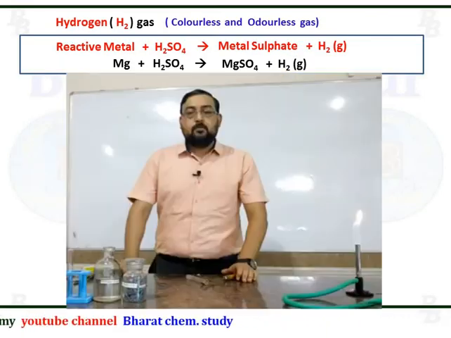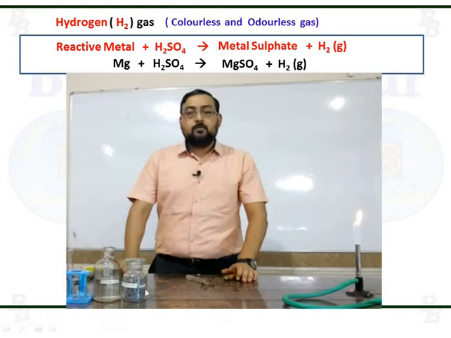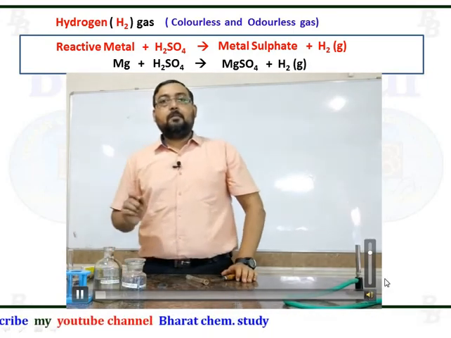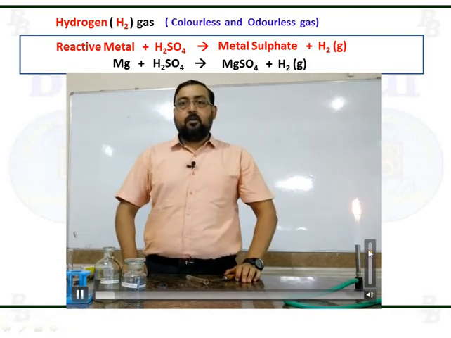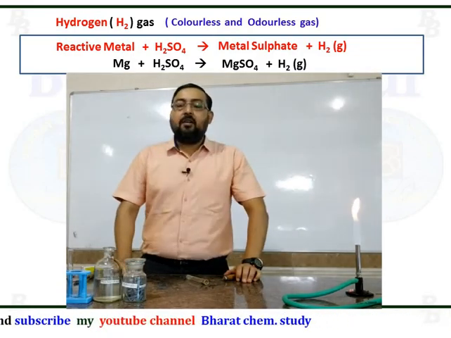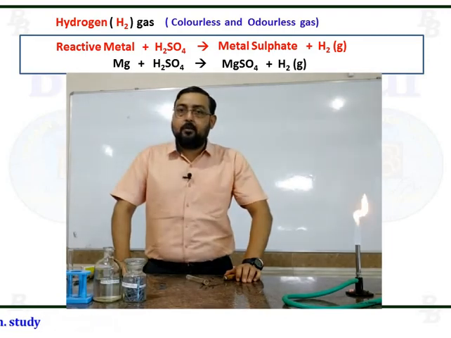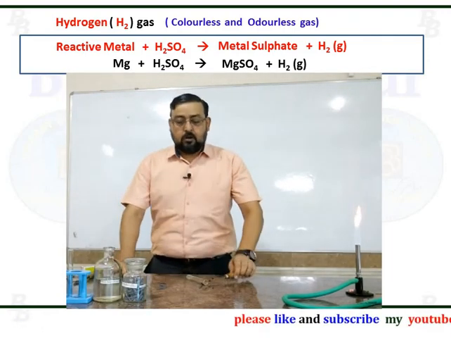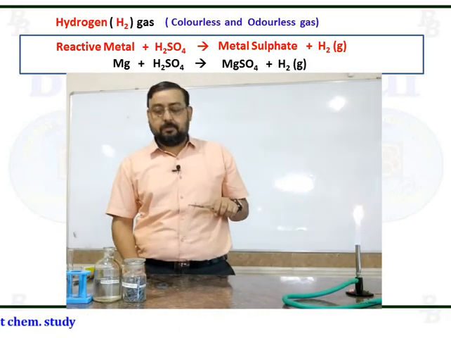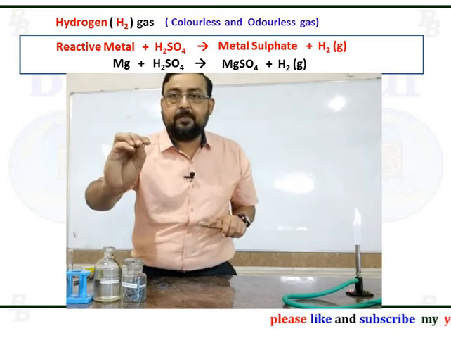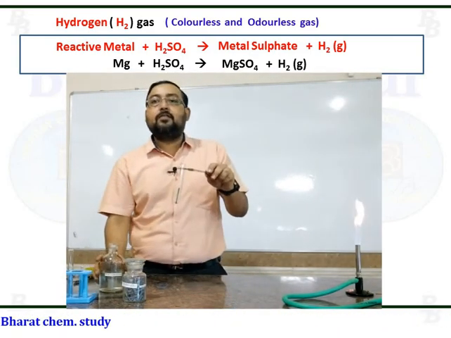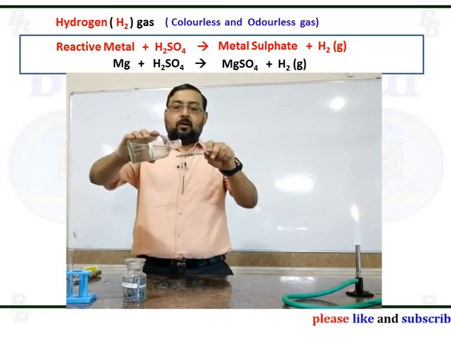So let's see a video in which magnesium is going to react with sulfuric acid to form magnesium sulfate and hydrogen. First of all, we are going to study the method of preparation of hydrogen. We know that reactive metals like magnesium, aluminium, zinc, when they react with dilute H2SO4 or dilute HCl, produce hydrogen gas. So we are doing the test for hydrogen gas, at the formation of hydrogen gas, using magnesium ribbon. Magnesium ribbon looks like this, and we are going to add magnesium ribbon, and now we are going to add dilute sulfuric acid to it and see what happens.